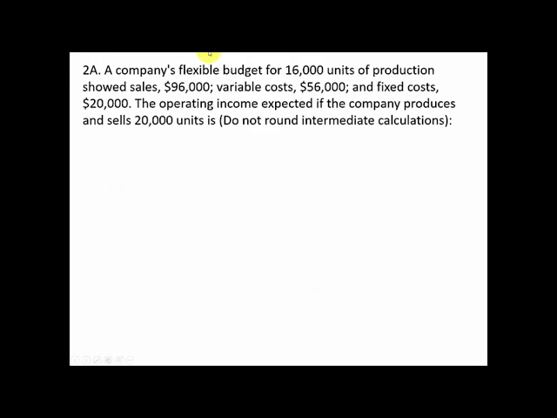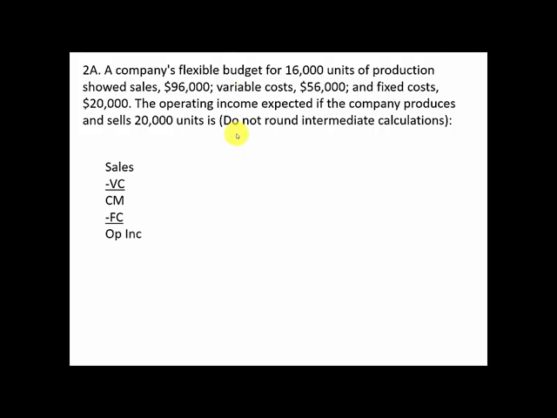Number 2A. A company's flexible budget for 16,000 units of production showed sales of 96,000, variable cost of 56,000, and fixed cost of 20,000. The operating income expected if the company produces and sells 20,000 units is what? Well, since this is a flexible budget, we're going to first of all put down the format we're going to use. Sales minus variable cost equals contribution margin minus fixed cost equals operating income.